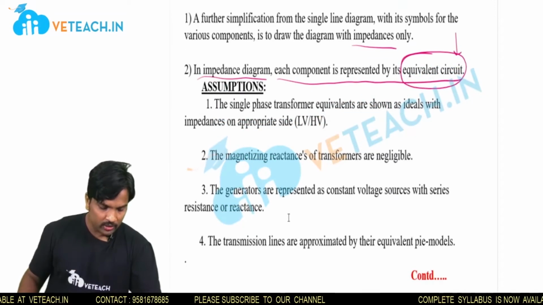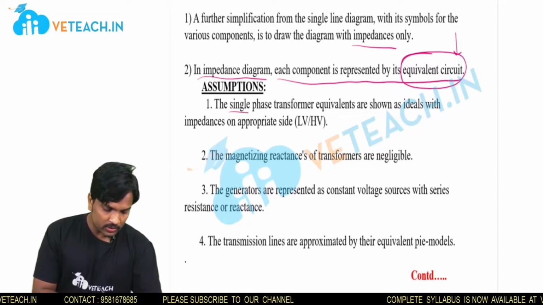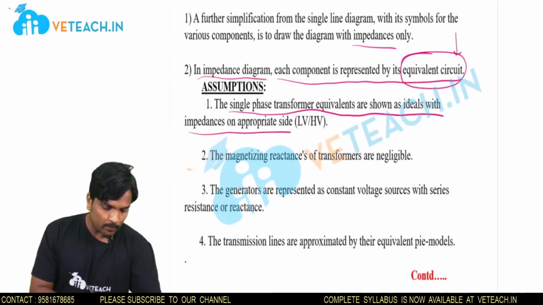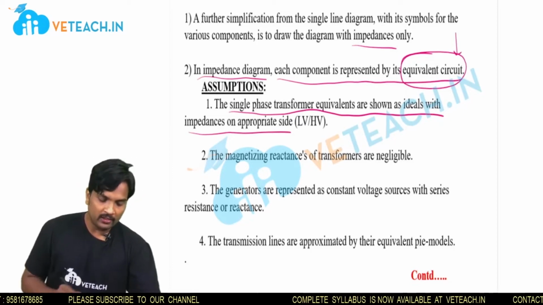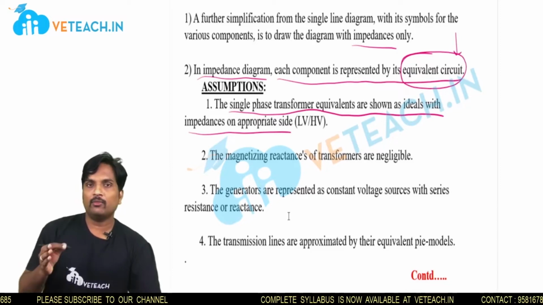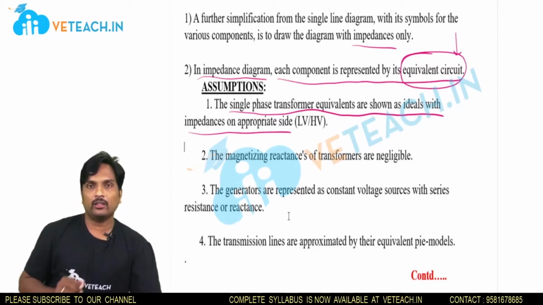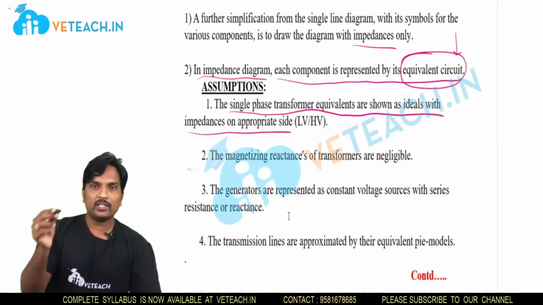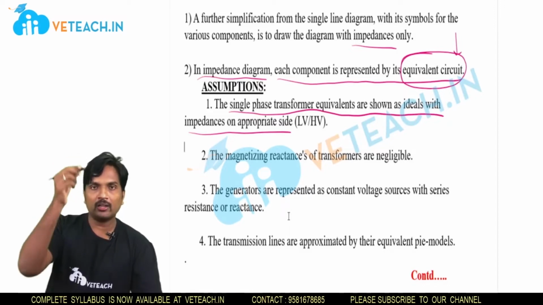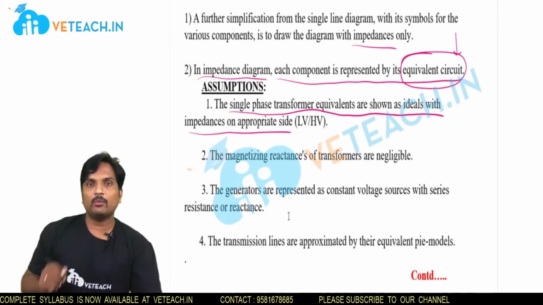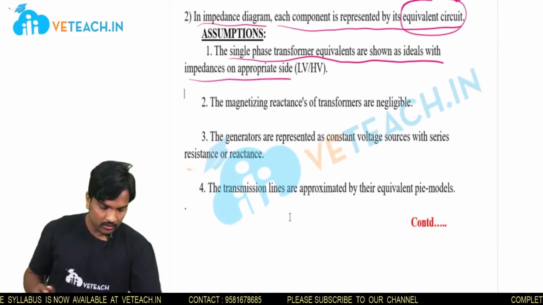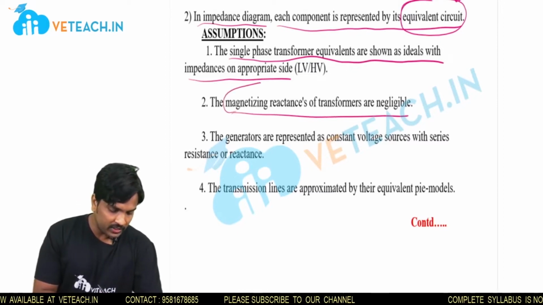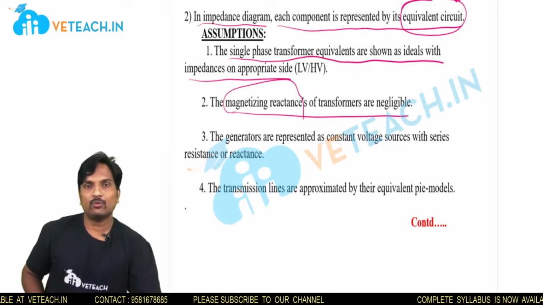What is the first assumption here? The single phase transformer equivalents are shown as ideals with impedances on the appropriate side. Single phase transformers are represented as their equivalent circuits. Equivalent circuits means they consist of the primary impedance, secondary impedance and a magnetizing branch, which we already drew at the starting of this unit 1 syllabus explanation. And the magnetizing reactances of the transformers are negligible, so we will neglect the magnetizing reactances of transformers.